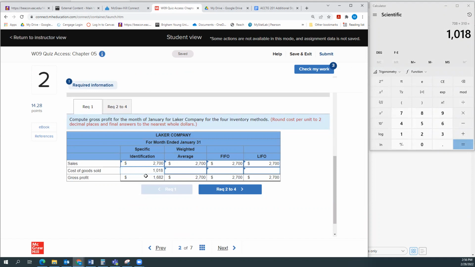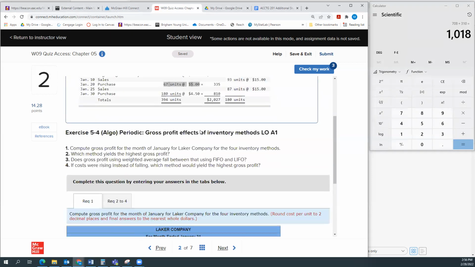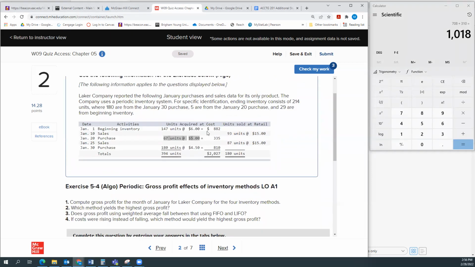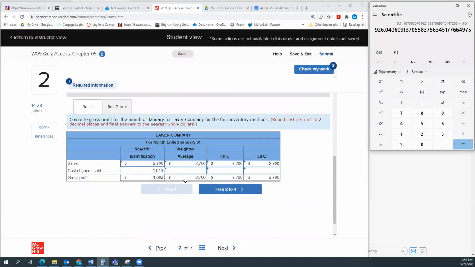And then sales minus cost of goods sold is our gross profit. Using the weighted average method, we're just going to look at our total cost of our units, which is $2,027, divided by our total number of units. And that's going to give us an average cost per unit. So if I had $2,027 worth of units available, and I divide that by 394 available units, that gives me $5 and about 14 cents per unit. And then if I multiply that by the 180 I sold, you can see that my cost of goods sold was $926.